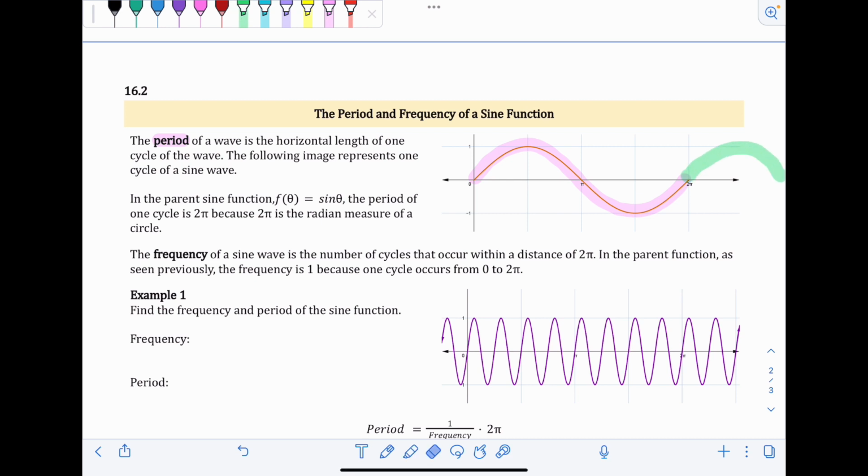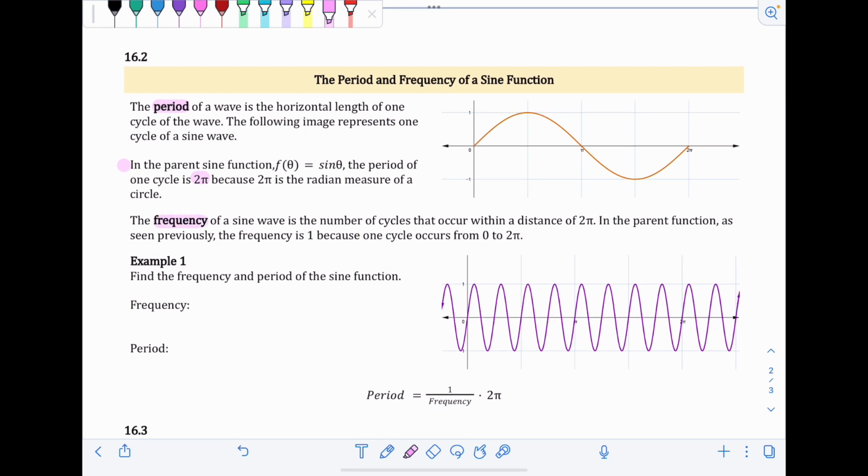So the period is just one rotation of the pattern, and it happens from one rotation around the unit circle. So in the parent sine function f of theta equals sine of theta, the period of one cycle is 2 pi, because 2 pi is the radian measure of a circle. So one full rotation around the circle is 2 pi. One full rotation on the sine graph is going to be 2 pi as well, because after that one full rotation it starts to repeat itself.